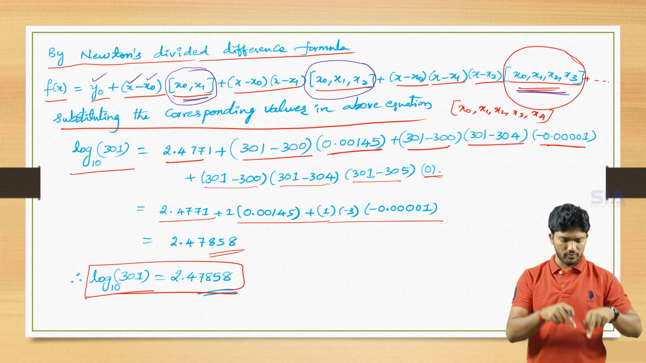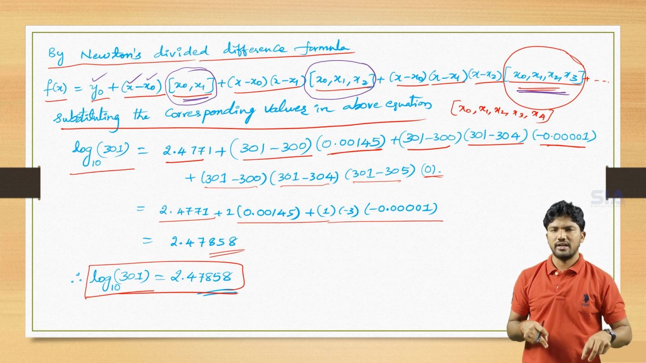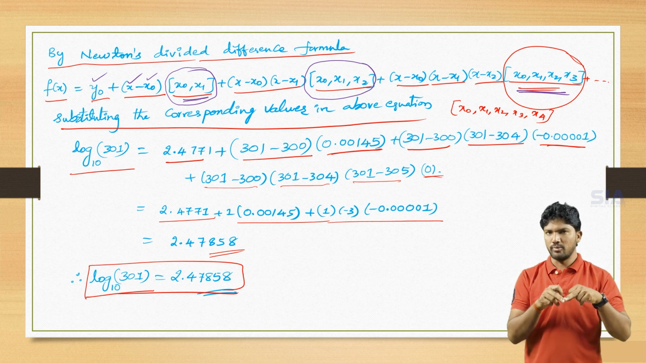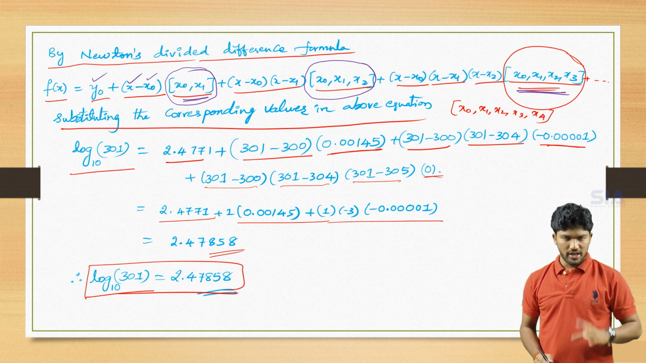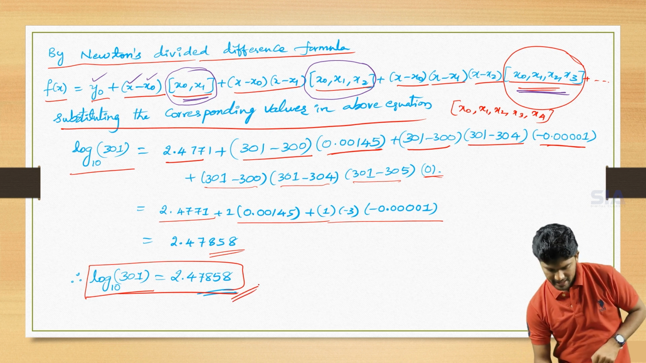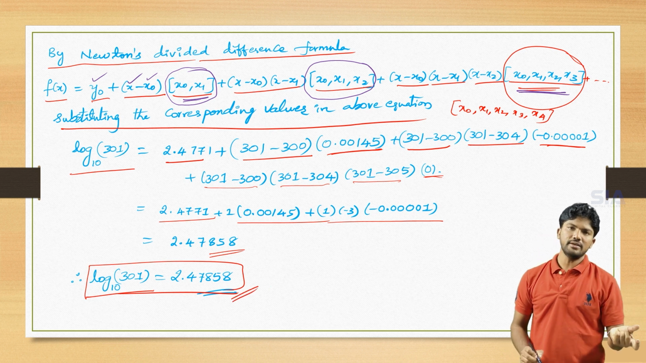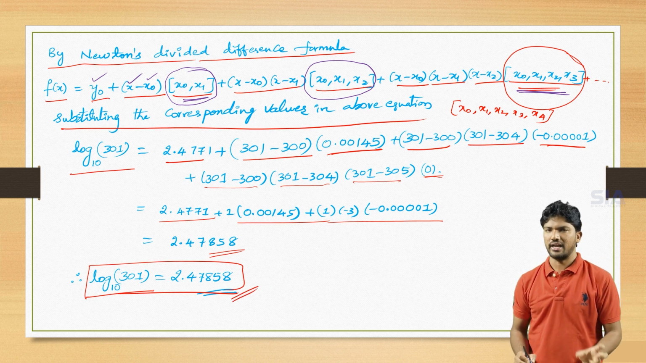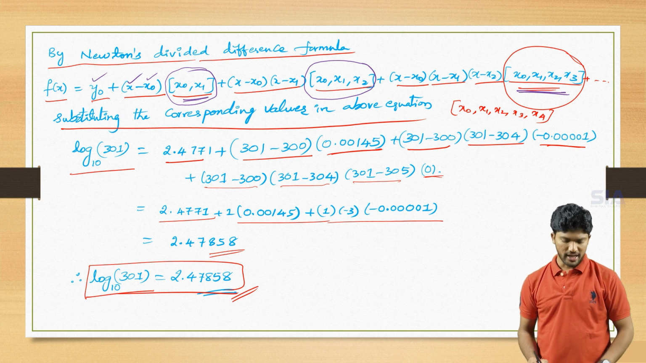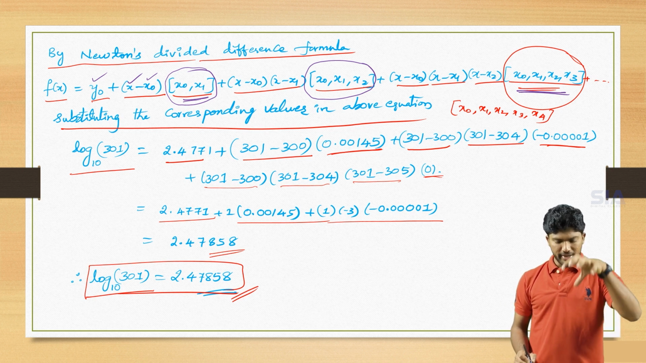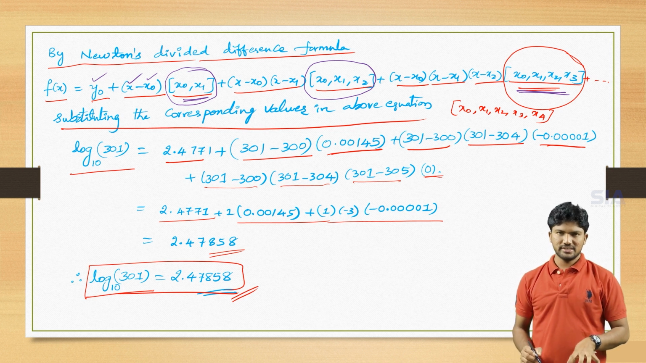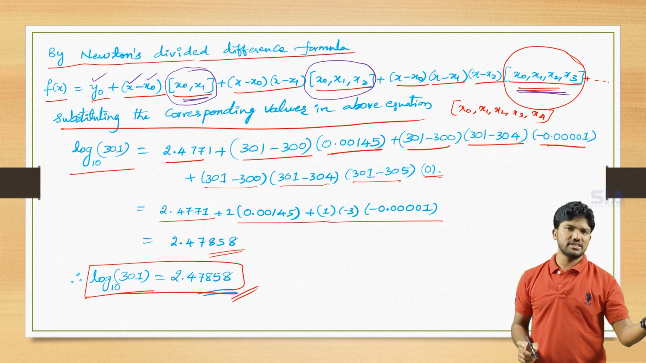Okay, here we have to find out the 301 value. The 301 value is in between the table only. So therefore, if you observe carefully, this resultant value exists in between the 300 and 304 values only. And the major plus point of this problem is in Lagrange's interpolation formula.